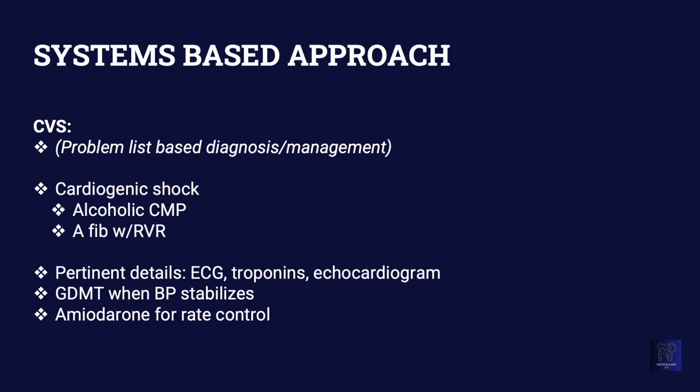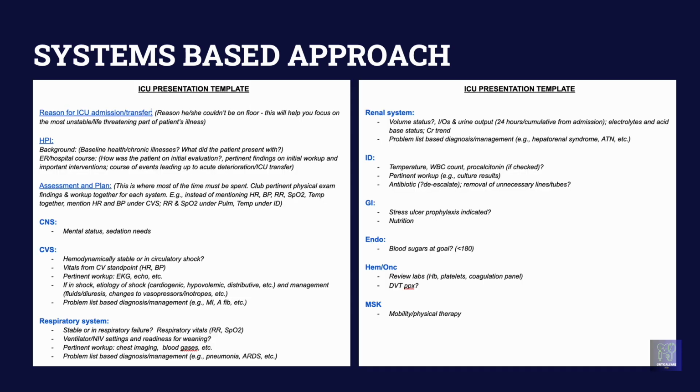There is no evidence of active cardiac ischemia. We are going to start guideline directed medical therapy when the blood pressure is more stable, and for AFib with RVR, we are going to start amiodarone for rate control. Here is the template I recommend my students and residents to use. Feel free to take a screenshot or pause the video and review it.